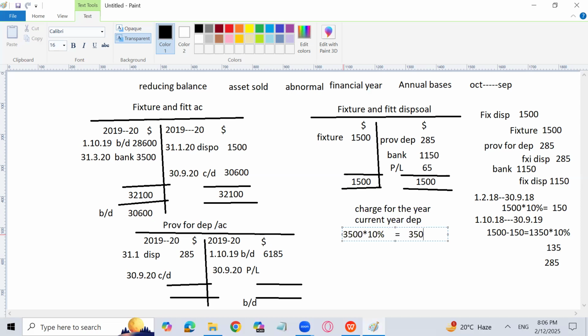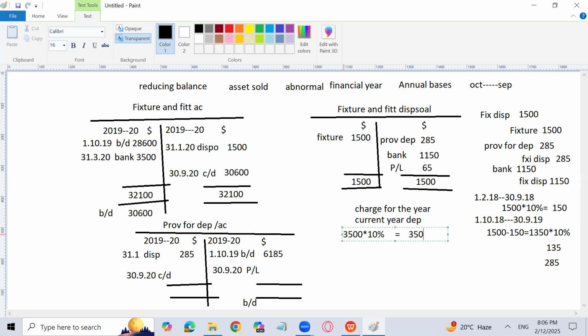Last step, calculate depreciation on the existing assets. Existing assets means those already lying there, and how much are they? 28,600 is the existing assets. So we need to calculate depreciation on the existing assets for the whole year, but under the reducing balance method.